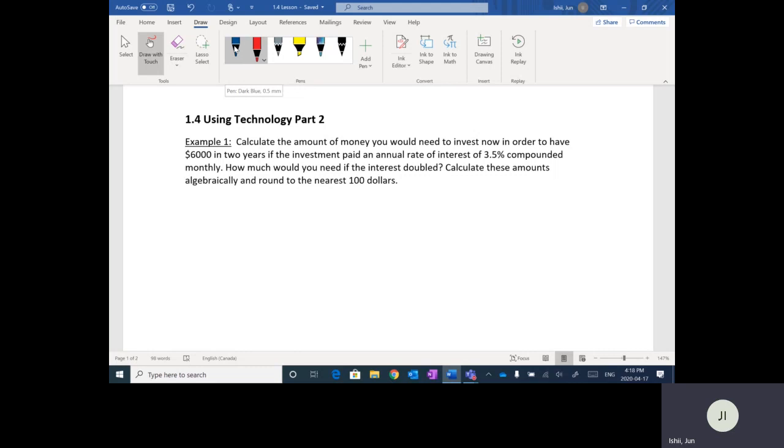Okay, so let's just jump into the first example here. We want to calculate the amount of money you would need to invest now in order to have $6,000 in 2 years if the investment paid an annual rate of interest of 3.5% compounded monthly. And then how much would you need if the interest doubled?